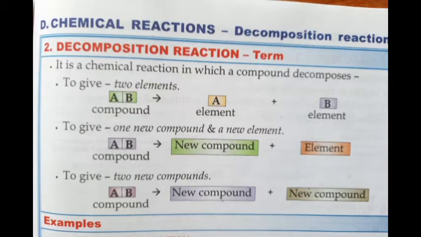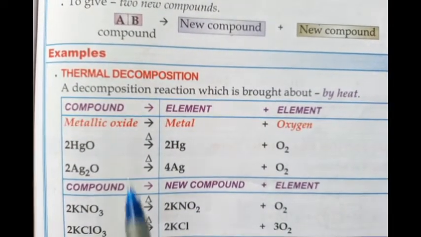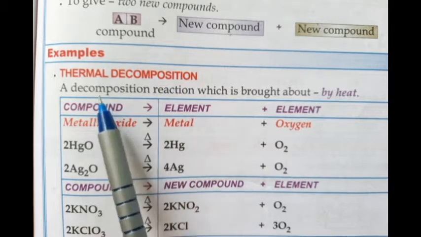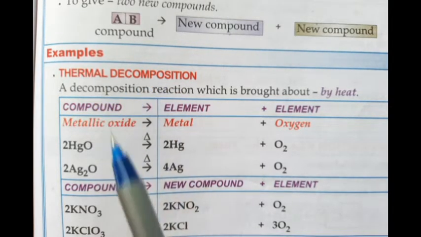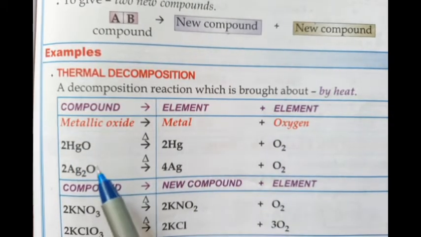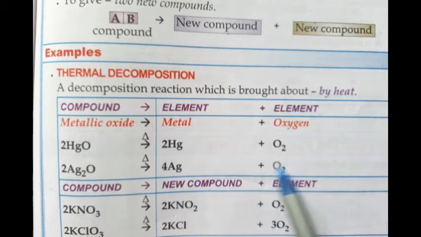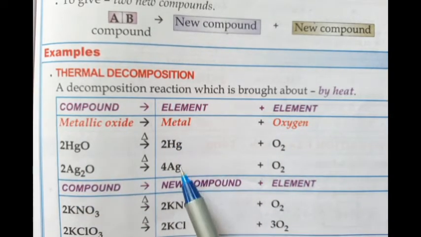I have already explained the definition and example in my previous video. Now we'll see some more examples of it. Decomposition is of different types. One is called thermal decomposition, meaning decomposition which occurs on heating. Like you can see, this is AB giving you A plus B, AB giving you A plus B.